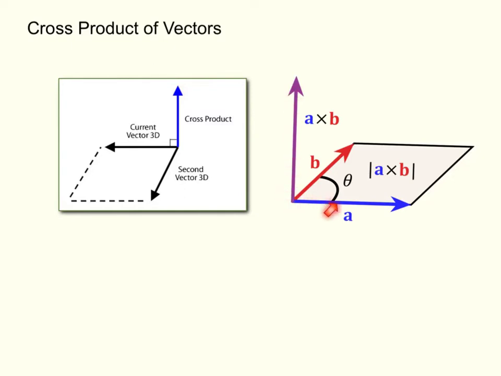So let me just see if I can draw this in here. This may or may not be a 90-degree angle, but this cross product vector right here is perpendicular to B, and it would also be perpendicular to vector A over here as well, just like that. Okay? And that's what we're about to find here. Here's how you do it.